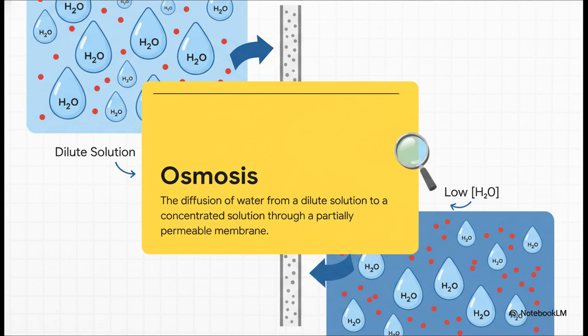A dilute solution, like pure water, has a really high concentration of water molecules. But a concentrated solution, say sugary water, has fewer free water molecules because the sugar is in the way. So, water naturally moves from where it's more concentrated to where it's less concentrated. In other words, from the dilute to the concentrated solution.